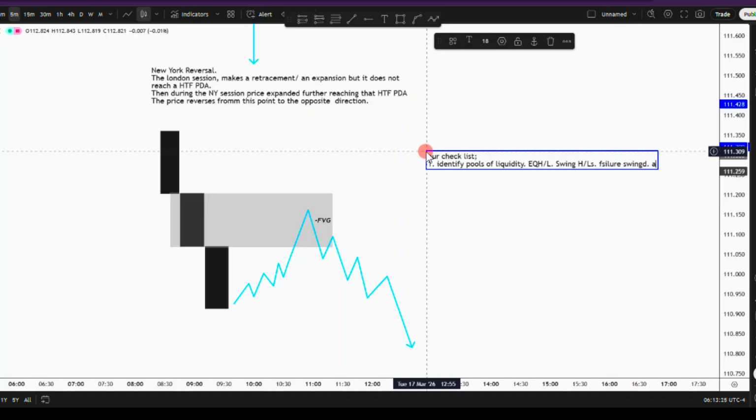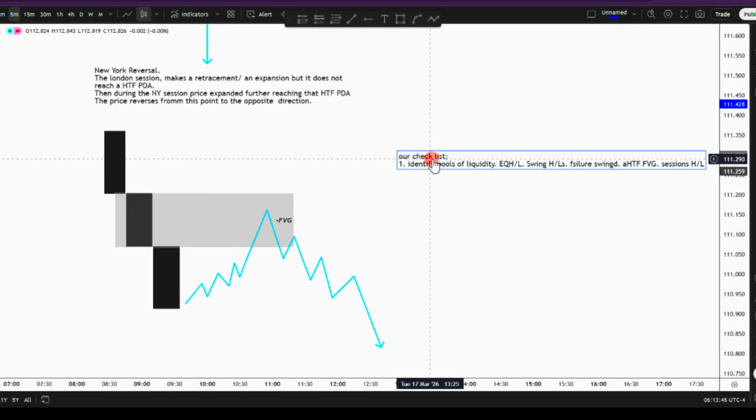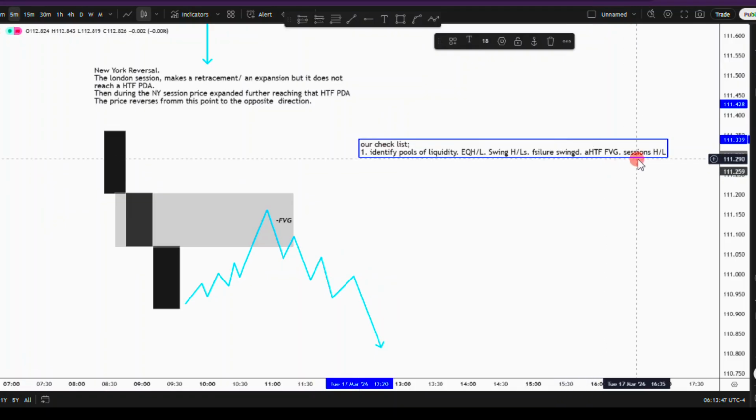We can have fair value gaps, higher time frame FVGs, session highs, because these are also drawn liquidity, session highs and lows. So that is our checklist number one.